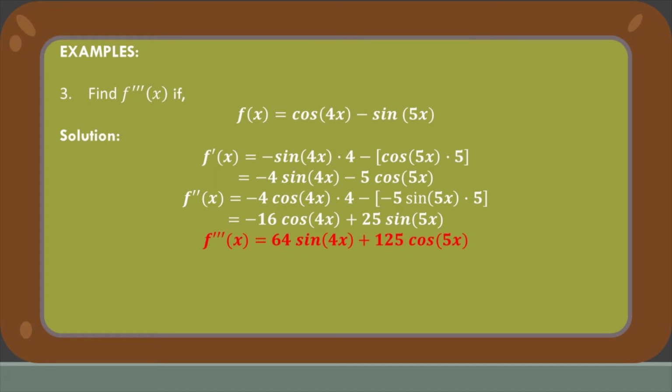And for the second derivative, we have negative 4 cosine 4x times 4 minus negative 5 sine 5x times 5. Or simply we have negative 16 cosine 4x plus 25 sine 5x. And for the third derivative and for the final answer, we have f triple prime of x equals 64 sine 4x plus 125 cosine 5x.